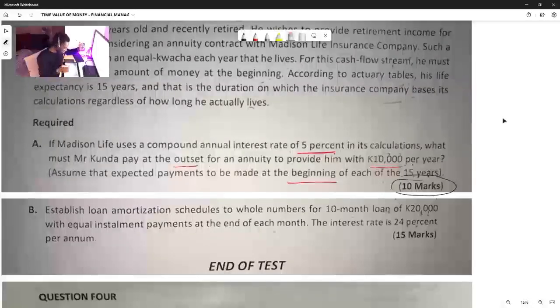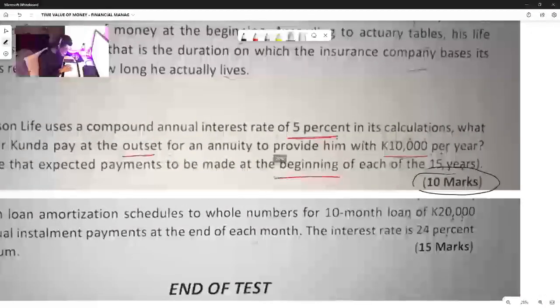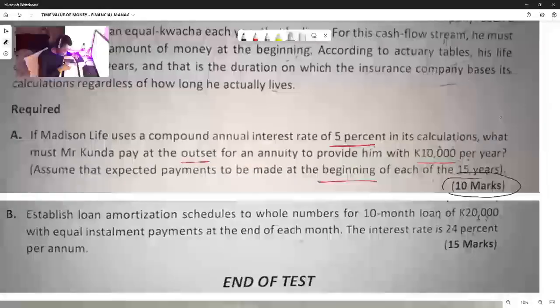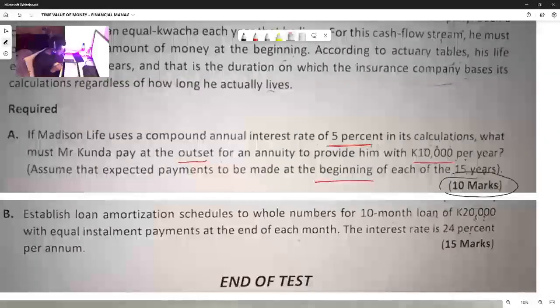Under the required part, I'm sure you can see from my screen. I'm just going to zoom in a little bit. Okay, that was too much. Okay, yeah. So here, part B of the required part says: establish loan amortization schedules to whole numbers for a 10-month loan of 20,000 kwacha with equal installment payments at the end of each month. The interest rate is 24% per annum.